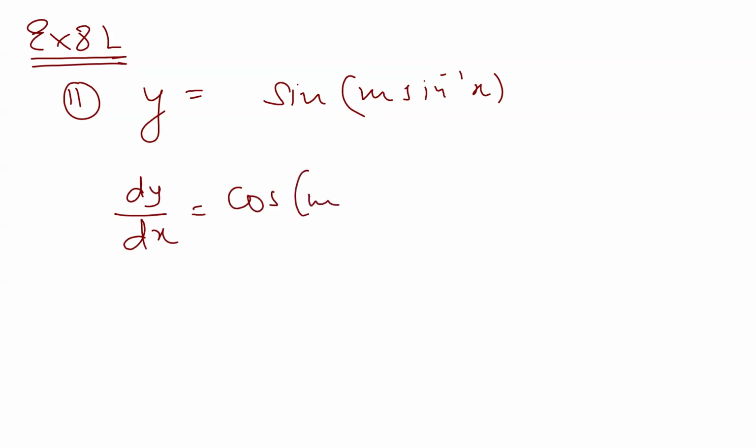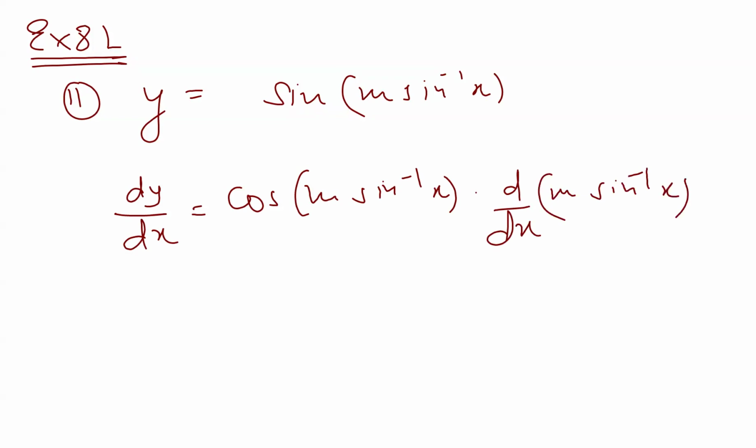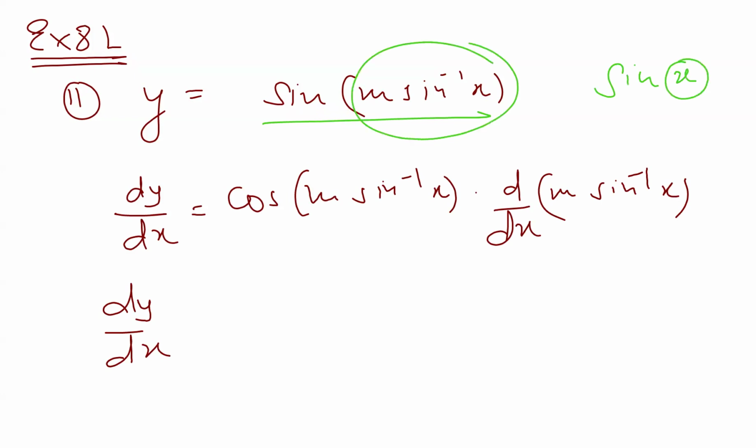Sine derivative is cos of m sin inverse x into d by dx of m sin inverse x. Okay, I'm comparing this entire thing with the sin x formula. So x is nothing but m sin inverse x. So dy by dx of m sin inverse x.